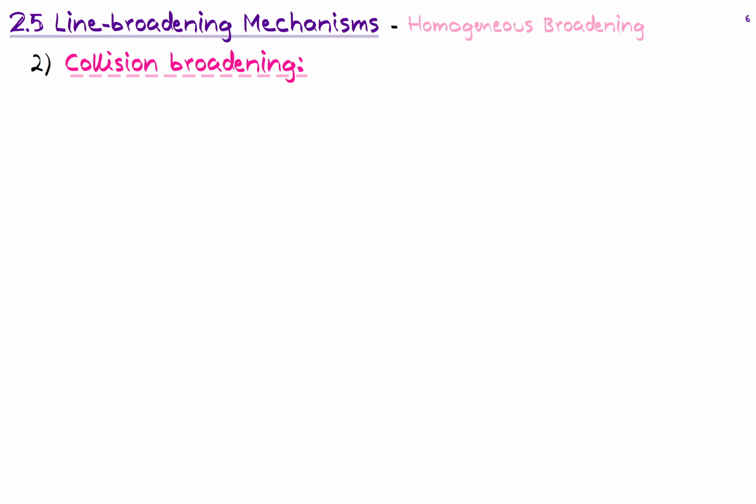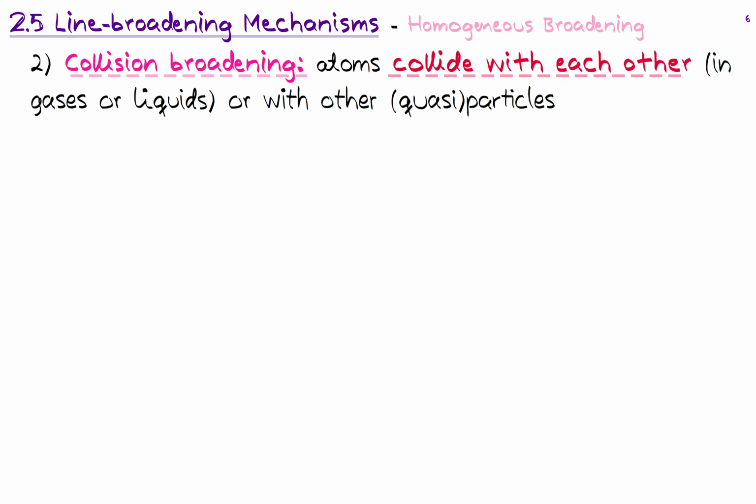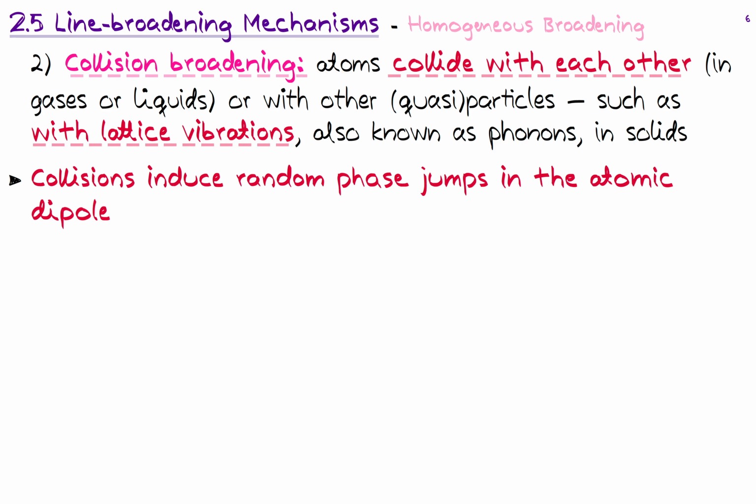Then we have other processes. Another example is collision broadening. This is really dominant when we are looking at liquids and gases, where the atoms may collide with each other. It may also take place when we are dealing with lattice vibrations, so phonons, which is the solid state material case. So this is a mechanism that doesn't take place only in gases or in liquids. It takes place everywhere.